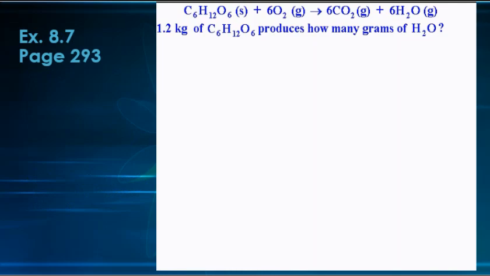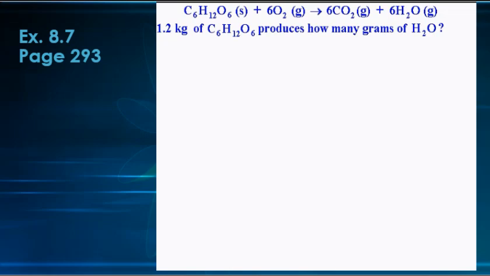In this example, we're dealing with the combustion of glucose that takes place in the body. And the question is, if we start with 1.2 kilograms of glucose and burn it all, how many grams of water are produced? Well, this is a stoichiometry problem. You know it's stoichiometry because you're being asked to relate the mass of one substance to the mass of another substance. About the only way you can relate the amount of one substance to the amount of another is through stoichiometry. We have a balanced chemical equation, so we can get started.